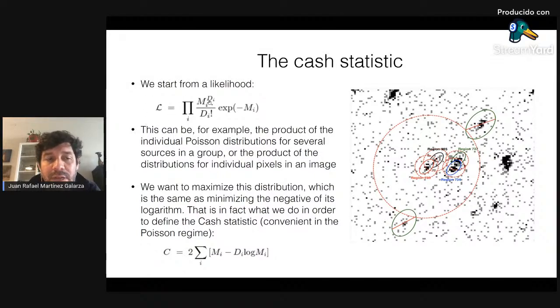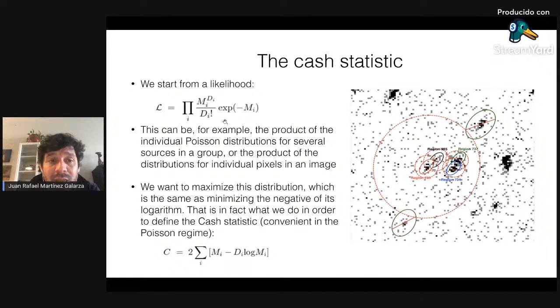So here we have the likelihood for a Poisson process. You have your model parameter, which is the flux or the rate of arrivals that you're trying to infer. The D_i are the different values over which you want to estimate the probability, and this is the expression for the Poisson distribution. If you want to maximize the likelihood, what is the value of M that maximizes it? What is the expected value of M given my data D?